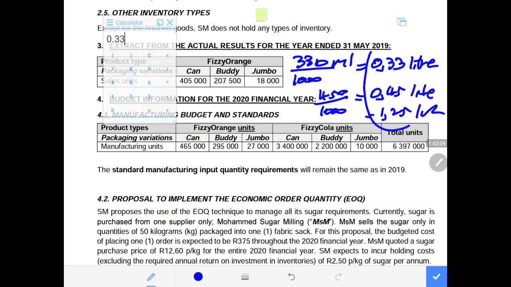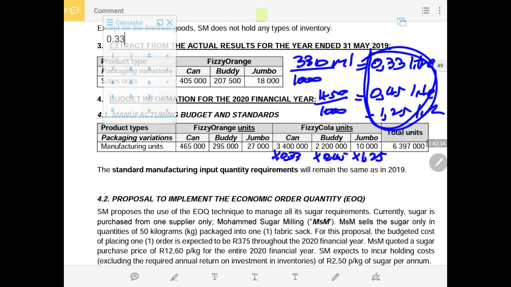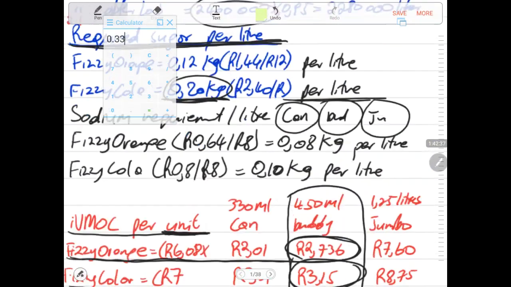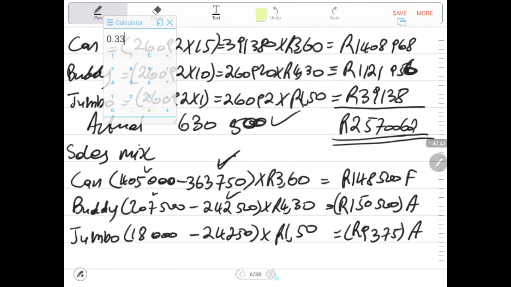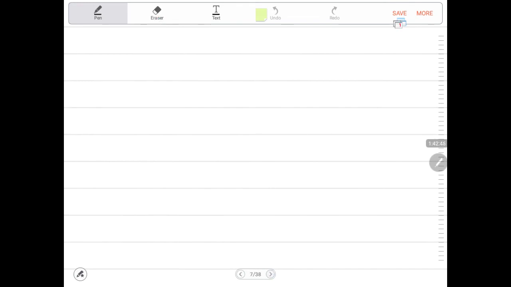So when all these are in liters, we don't have to worry. We multiply our units by 0.33, our units by 0.45, and our units by 1.25. Whatever we get will be in liters because these are already in liters. But if we multiply by 330, we need to divide by 1000 because 330 is milliliters. So now let us calculate our units in liters. Calculate required liters.